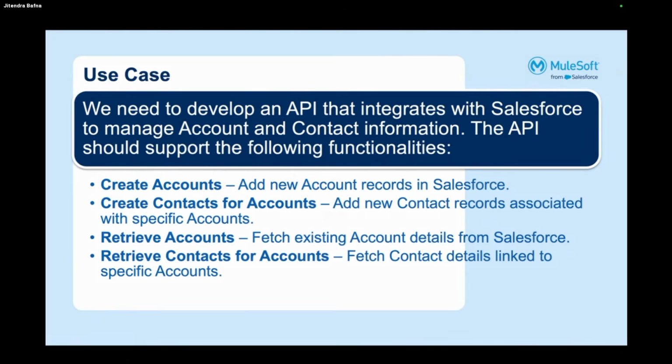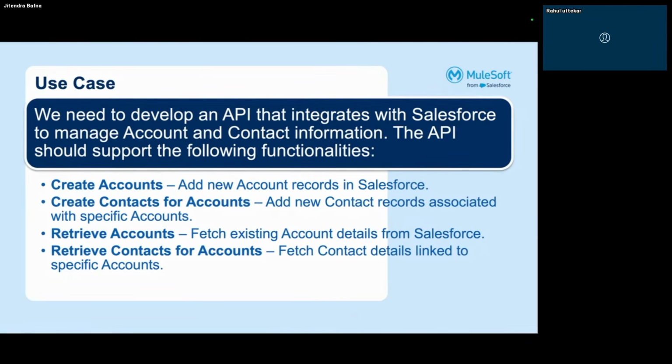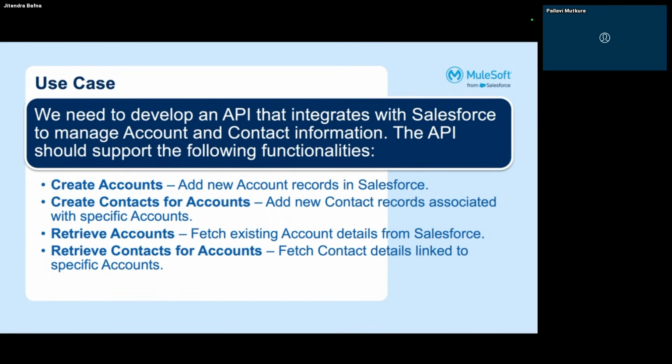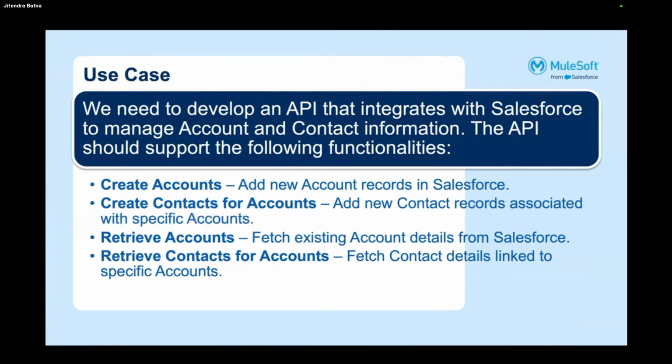A create account. So when I say create account, what HTTP method should I use? Anyone? Post. Correct. What about create contact for account? Post. And for retrieve it's get, right? So these are the four methods I need to expose, or four methods I need to create in the RAML basically. So this is the use case.